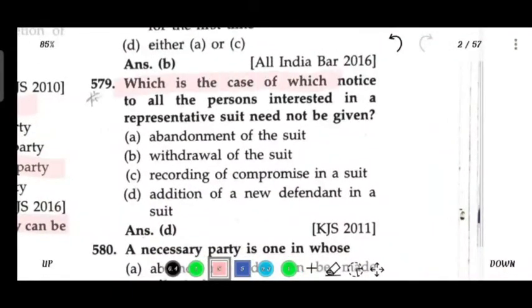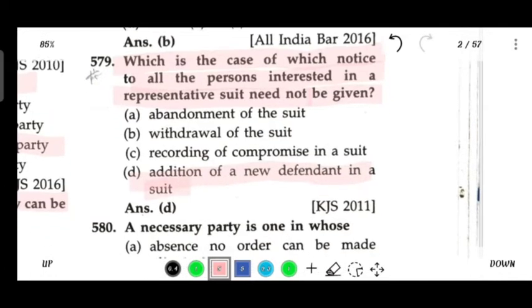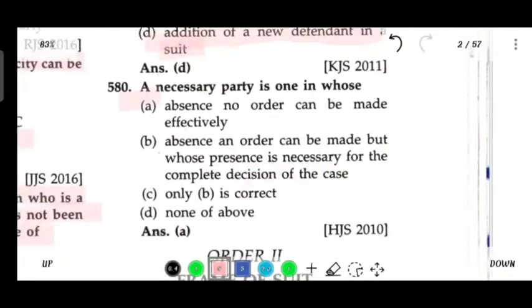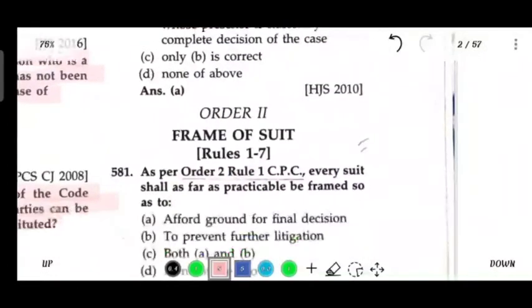Which one of the following is the case in which notice to all the persons interested in the representative suit need not be given? Addition of the new defendant in the suit. A necessary party is one in whose absence no order can be made effectively.